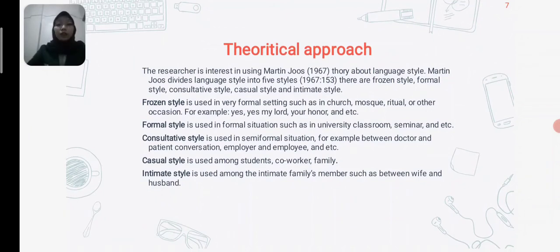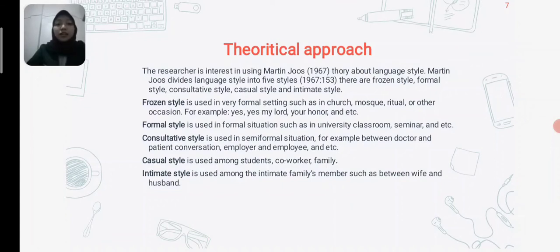Next, there is a theoretical approach. The researcher is interested in using Martin Joos' theory about language style. Martin Joos divides language style into 5 styles. There are frozen style, formal style, consultative style, casual style, and intimate style. Frozen style is used in very formal setting, such as in church, mosque, ritual, or other occasion. Formal style is used in formal situation, such as in university classroom, seminar, and etc.